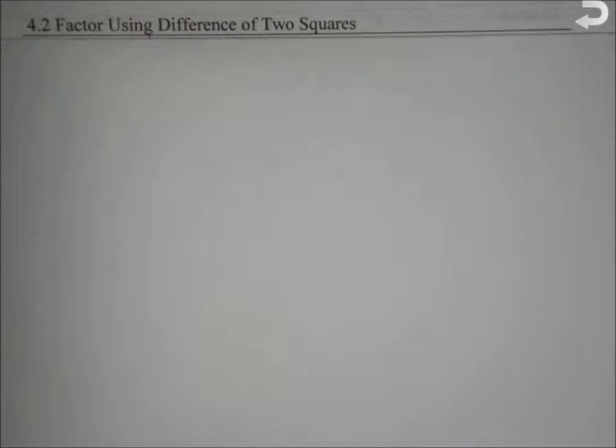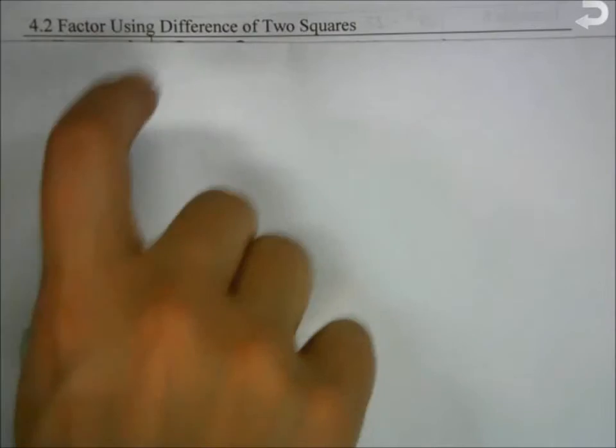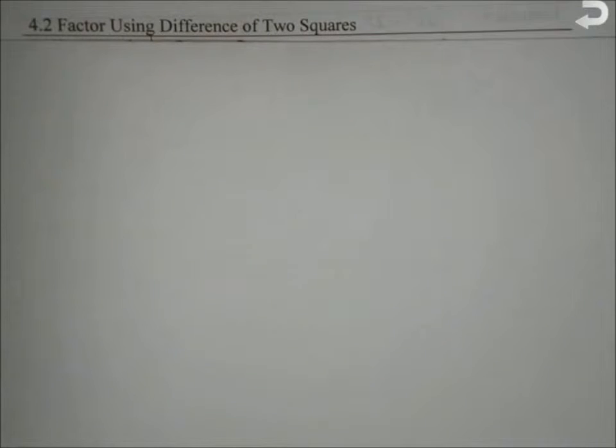So in 4.1, we were factoring using the greatest common factor, or the GCF. We have another method of factoring, and it's called difference of two squares. Now, the cool thing about difference of two squares is that it's a special case in our factoring. So we're learning it first so that you can recognize it right off the bat. Difference of two squares is pretty nice, and it's pretty easy to recognize.